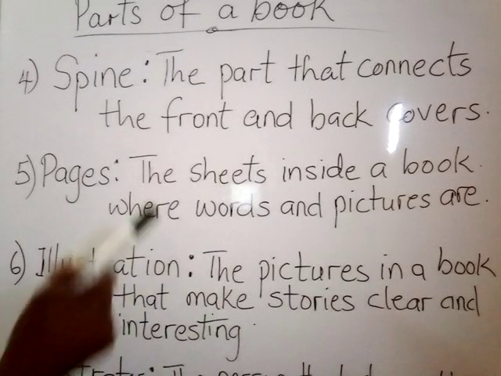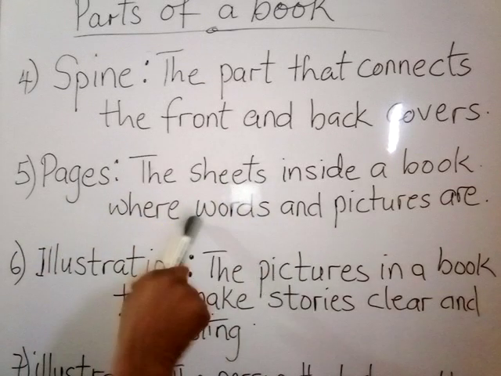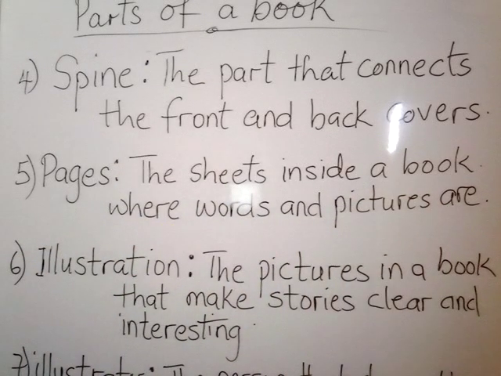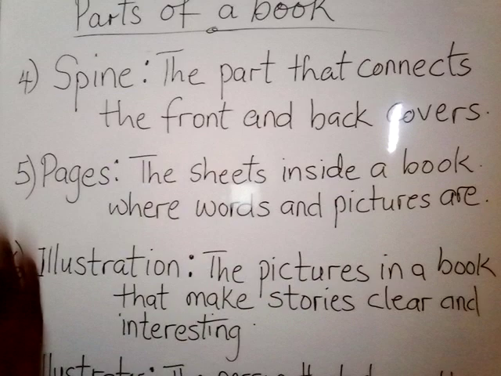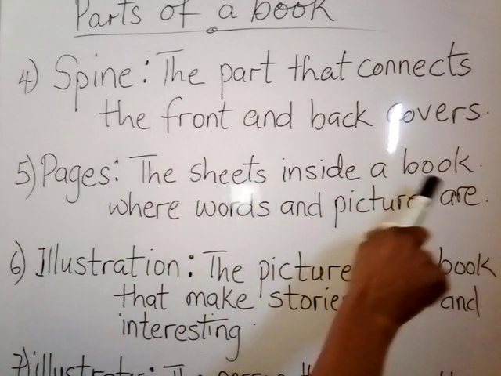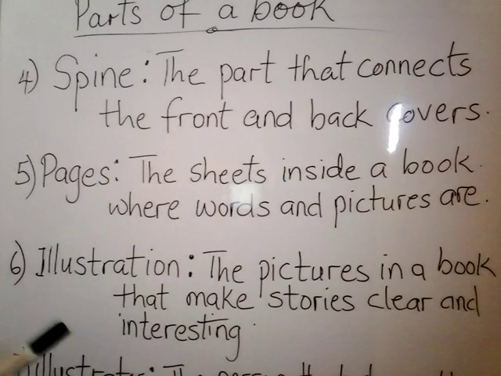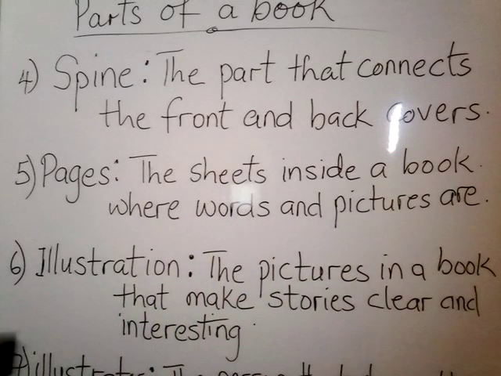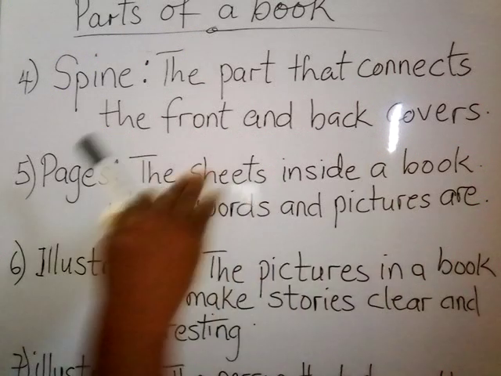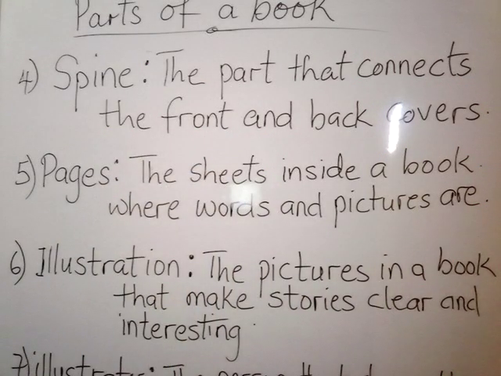Okay, so the next one is pages. When we say pages in the book, they refer to the sides of the sheets inside a book. The papers inside the book, each of the faces of the sheets, are the pages in the book, and they are where words and pictures are. The words that are written for the story or whatever it is, and the pictures that are there, are always on the pages in the book.